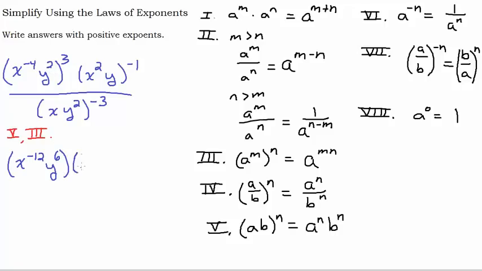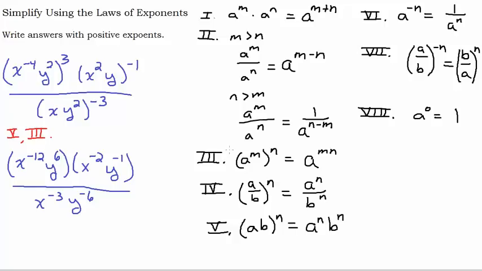And then I'll have x, 2 times negative 1 is negative 2, and y to the negative 1, all over x to the negative 3, and then y to the 2nd to the negative 3. So I multiply those and I get negative 6.